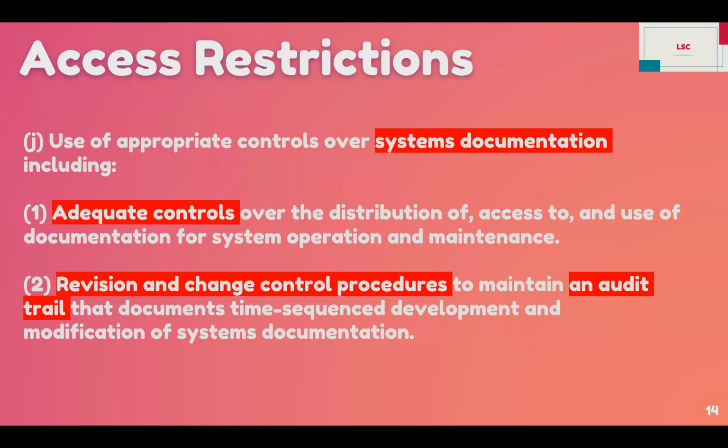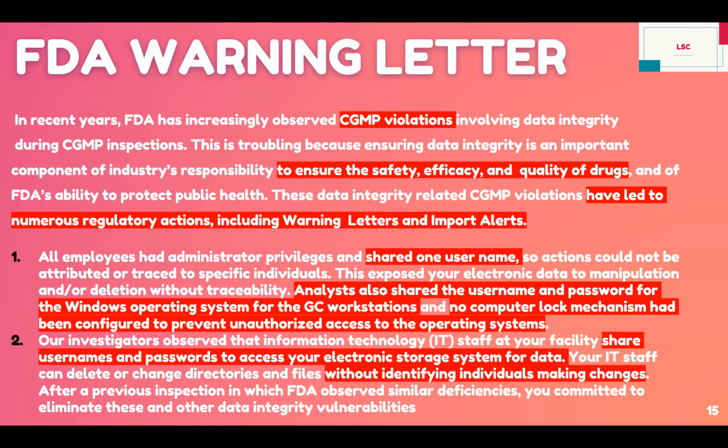We read that. Now see, FDA warning letter. Let's see. In recent years, FDA has increasingly observed CGMP violations involving data integrity during CGMP inspections. This is troubling because ensuring data integrity is an important component of industry's responsibility to ensure the safety, efficacy, and quality of drugs, and of FDA's ability to protect public health. Okay, these data integrity related CGMP violations have led to numerous regulatory actions, including warning letters and import alerts. Okay, let's see one by one.